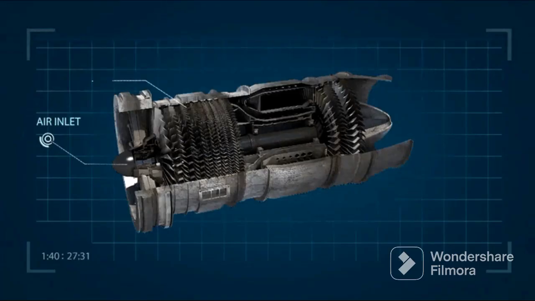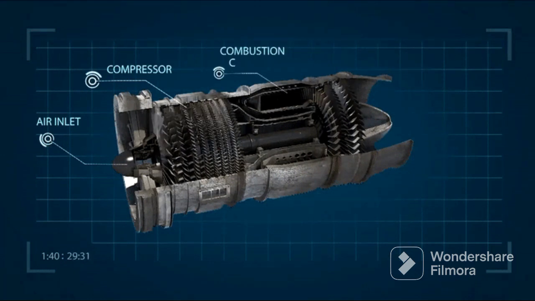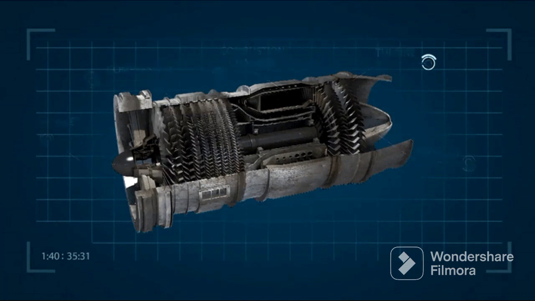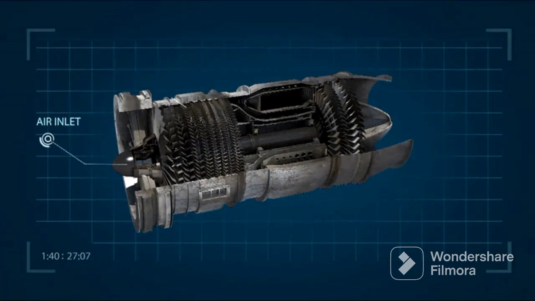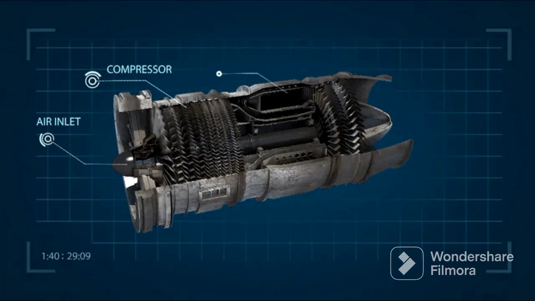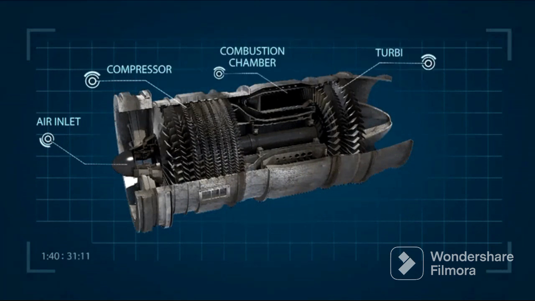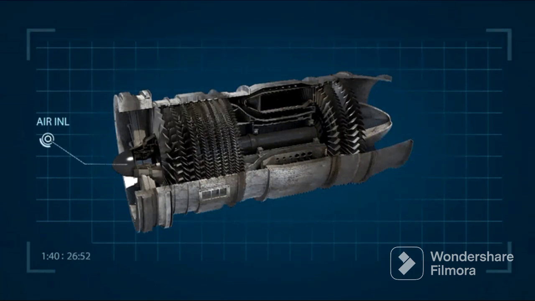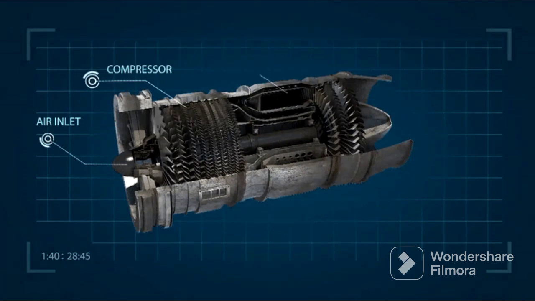Number 1. Fan. The fan is a key component of a jet engine that helps to increase the amount of air that enters the engine and provides additional thrust. Its main function is to provide a large mass of air to the engine's low-pressure compressor, which is responsible for compressing the air before it enters the high-pressure compressor.